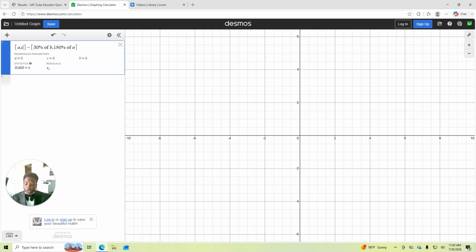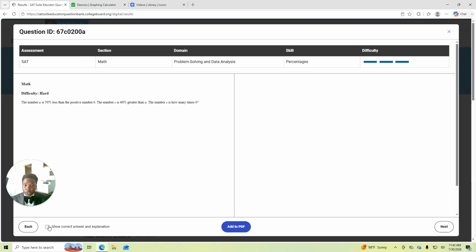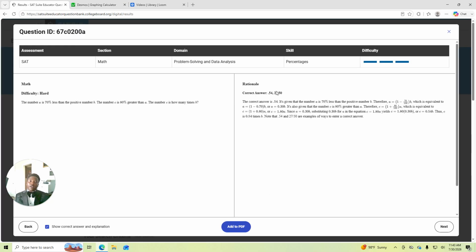Since it said the number C, we know we're trying to get C, and we can just do the same thing we did last time, X percent of B with a 1. And if you convert that, it's pretty much 54%, which is just how many times. So 54% in regular decimal form notation is just going to be 0.54. So that should be our answer. And yep. All right, that is it.